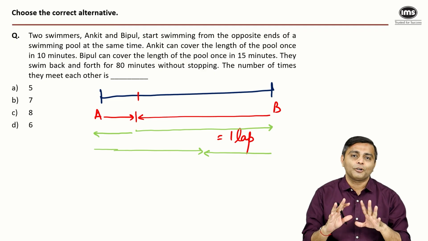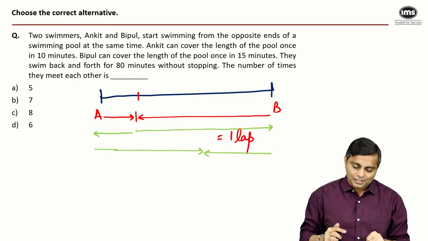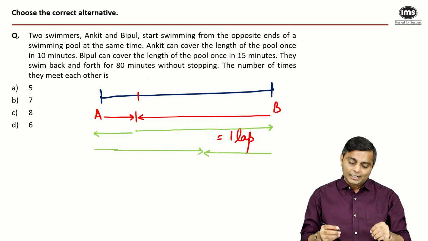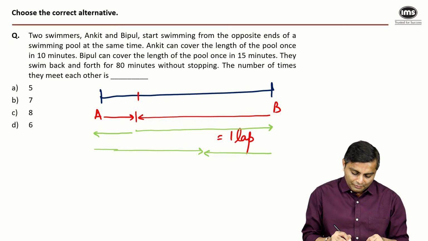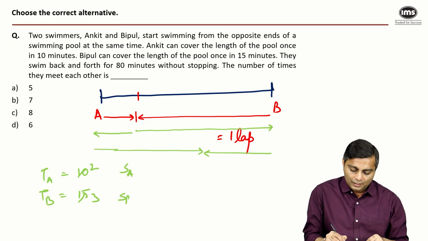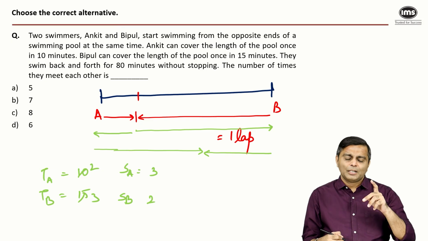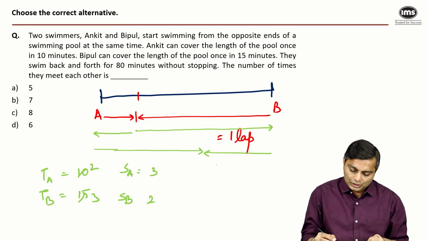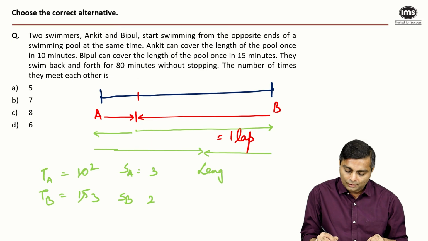Okay, that is the important concept, and this is what we are going to use in our question now. So now our question says that A is taking 10 minutes, B covers in 15 minutes. So they have given us the ratio of the time. So time of A is 10 minutes and time of B is 15, 2 and 3. Therefore, speed of A and speed of B is in the ratio 3/2. Okay, speeds are 3/2, time is 10 and 15. So I'm just going to start my question with assuming the length of the swimming pool to be 30 meters.